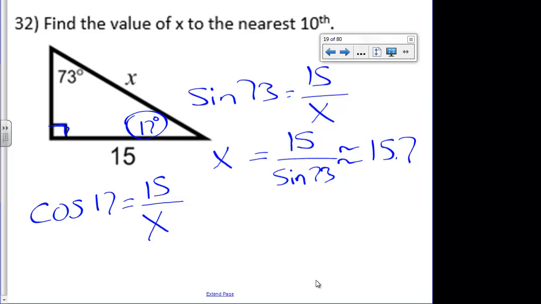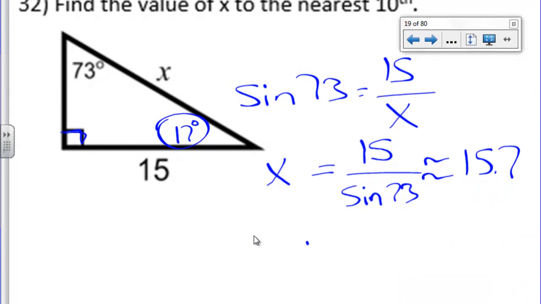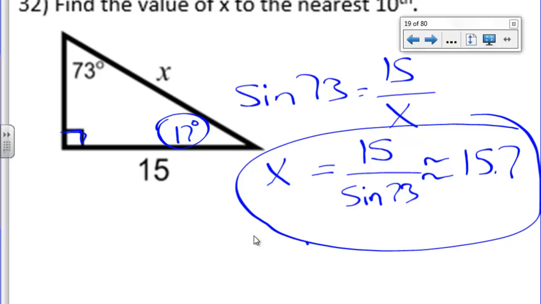Now, I can use this equation and it will help me, but I still have the same dilemma. I have a variable in the denominator. So my best advice to you is, if you have the variable in the denominator, just switch the variable with the trig function. And my answer, 15.7, and I'm done.